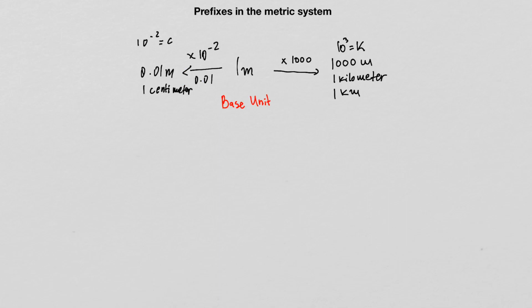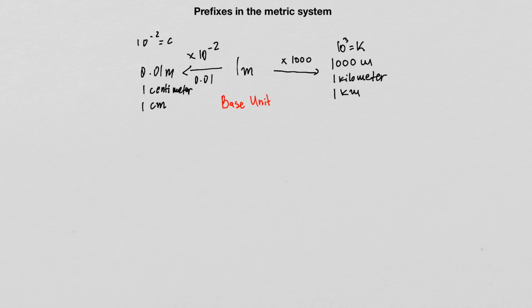So if I multiply 1 meter by 10 to the negative second power, which is the same as multiplying by 0.01, that gives me 0.01 meters, which is also called a centimeter. And so the 10 to the negative second power corresponds to the prefix c, which is pronounced centi. So the abbreviation for a centimeter is just cm. Again, the last letter here is the unit. The first letter or letters would be the prefix.